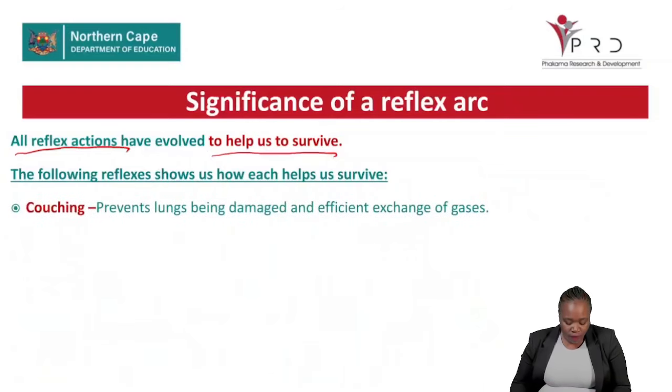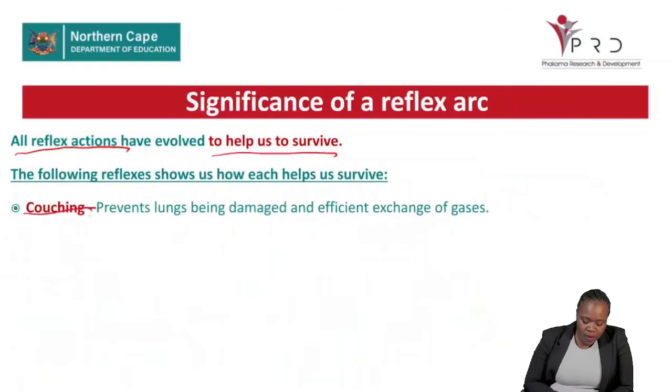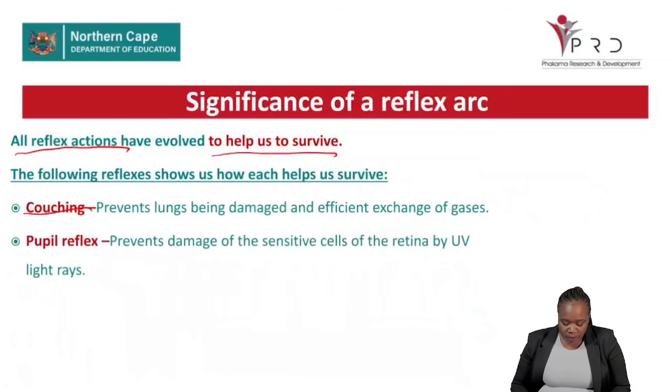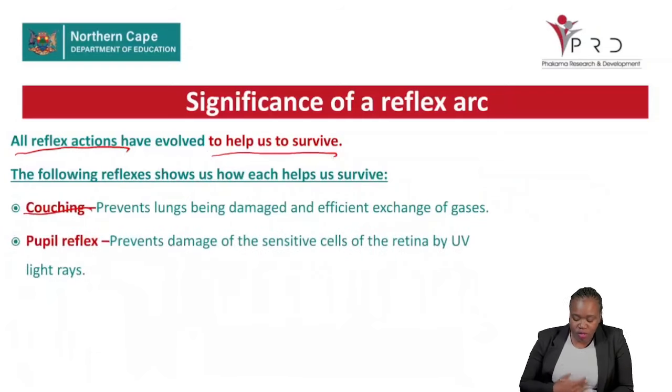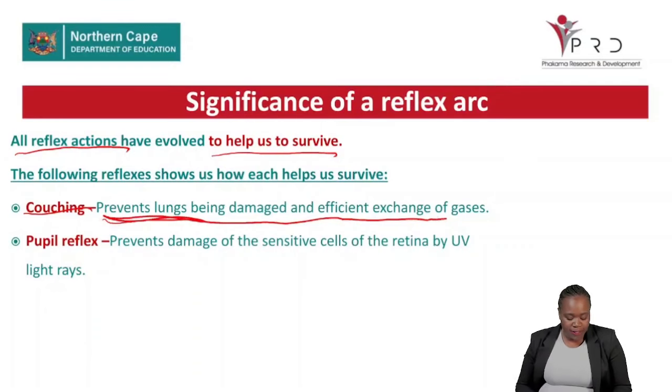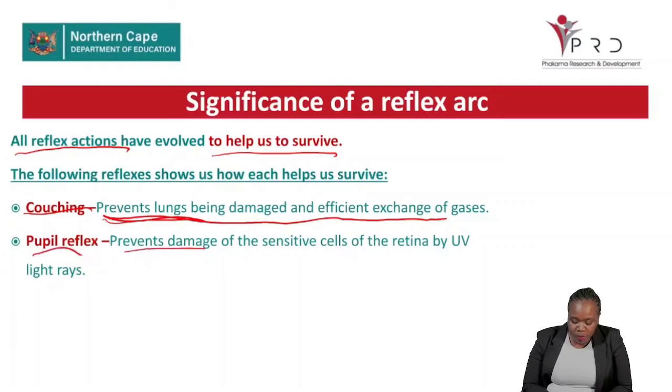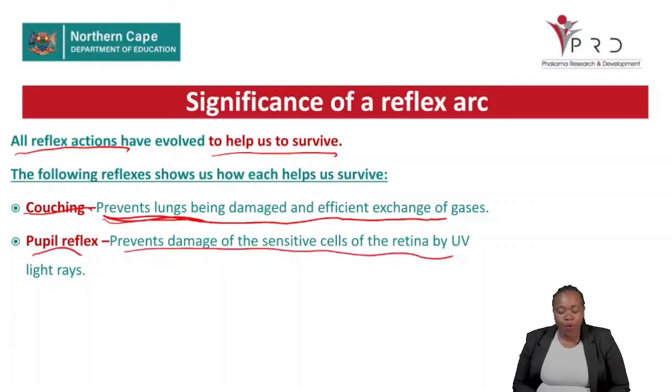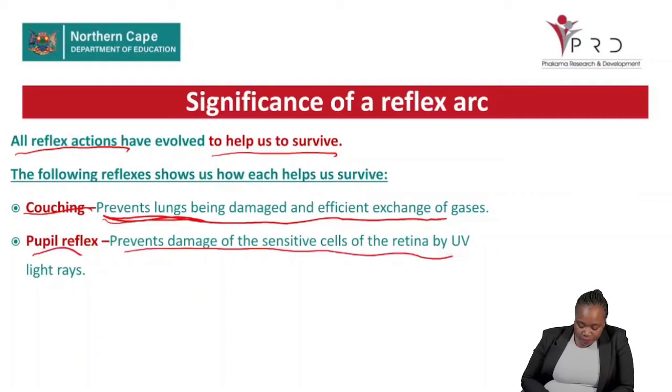The kind of reflexes that we are talking about are things like coughing. Remember, when you cough, you release certain substances, right? So it prevents the lungs from being damaged, and efficient exchange of gases can take place. And then we have a pupil reflex. These are the changes that happen in the eye, right? The pupil reflex prevents damage of the sensitive cells of the retina by the UV light rays, right?